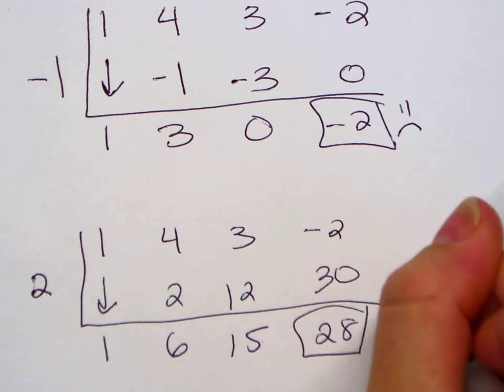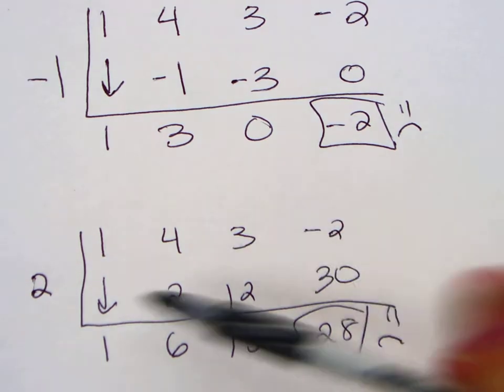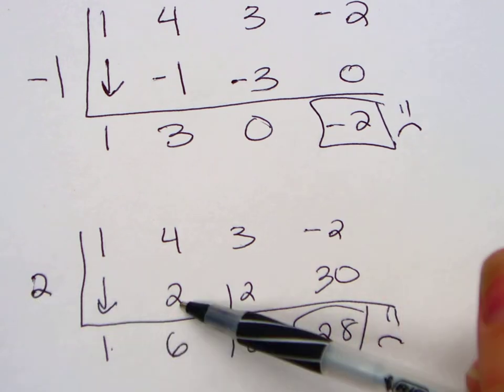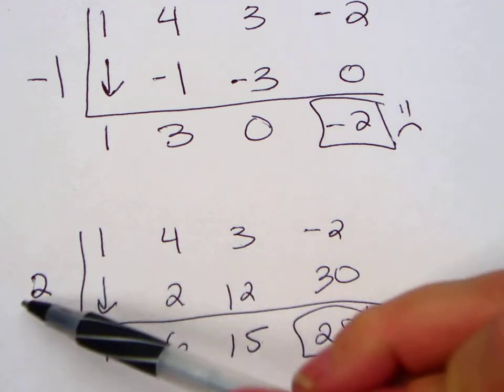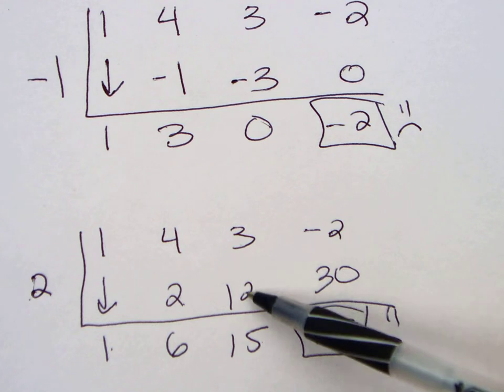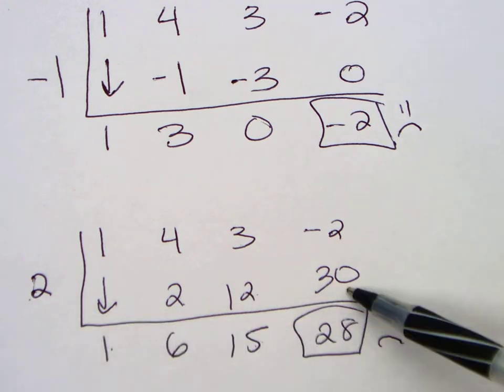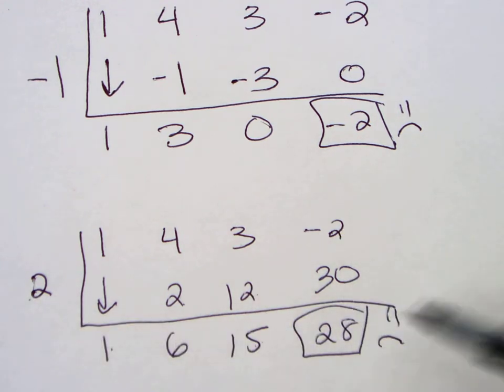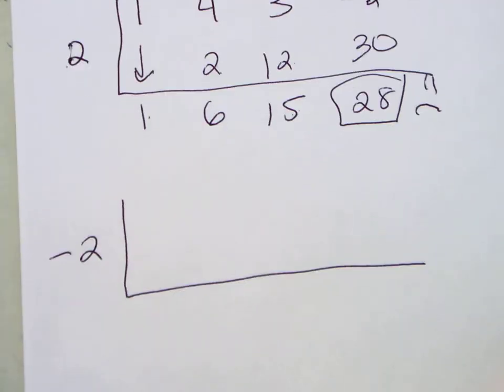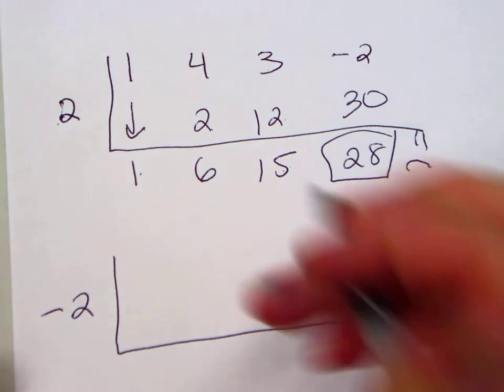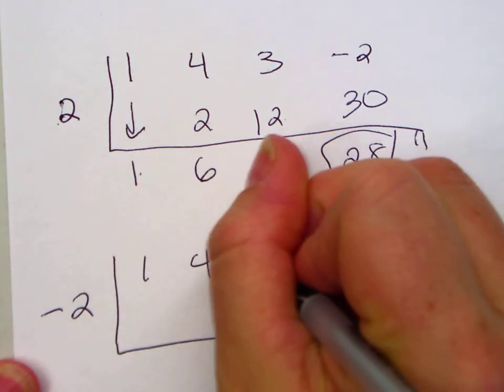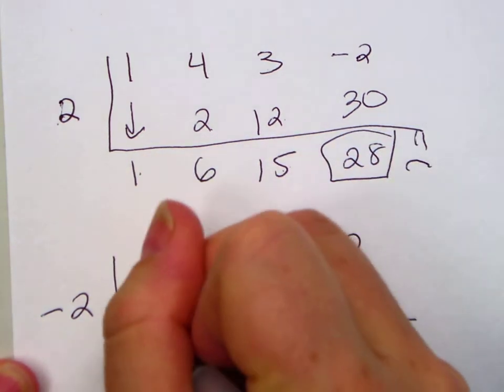I went really fast, I know. Pause the video, look at it. Bring down the 1. 2 times 1 is 2. 4 and 2 is 6. 2 times 6 is 12. 3 and 12 is 15. 2 times 15 is 30. Negative 2 and 30 is 28. Did not work. Hopefully negative 2 worked, otherwise I am in trouble. If negative 2 doesn't work, that means I made a mistake. I will not give you one that has no integer answers.